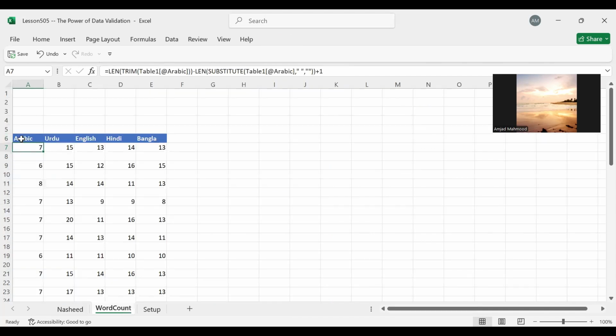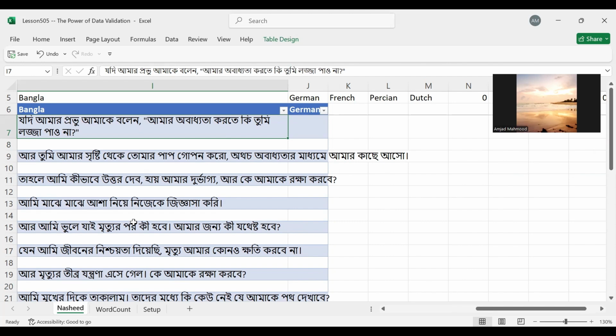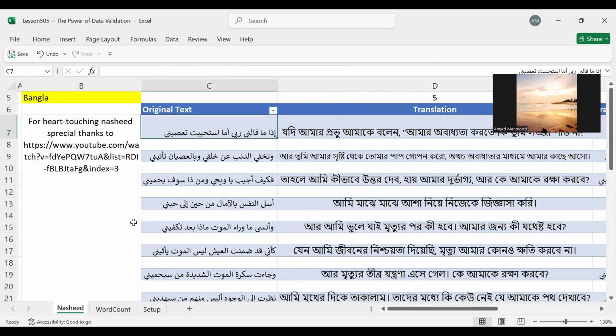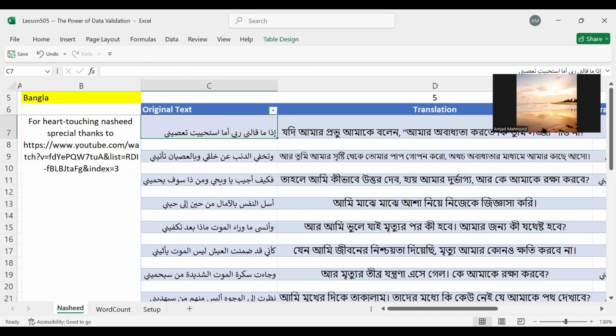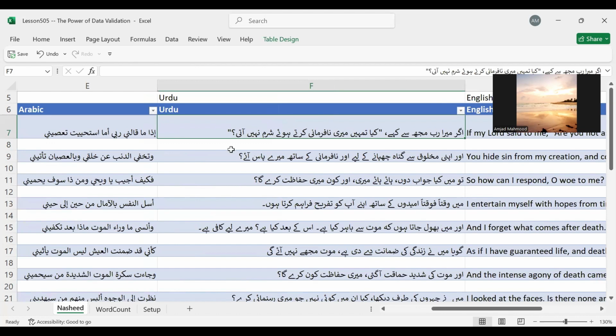Let's take it as granted. So what we do, we write all the languages in here and we bring the formula in here. The first sentence was 7 in Arabic. Let's go into the Arabic and see if it looks like 7 words. This is 1, 2, 3, 4, 5, 6, 7. So 7 is correct. And in Urdu, it is coming 15. Let's go to the Urdu and see. Yes, this is 1, 2, 3, 4, 5, 6, 7, 8, 9, 10, 11, 12, 13, 14, 15.